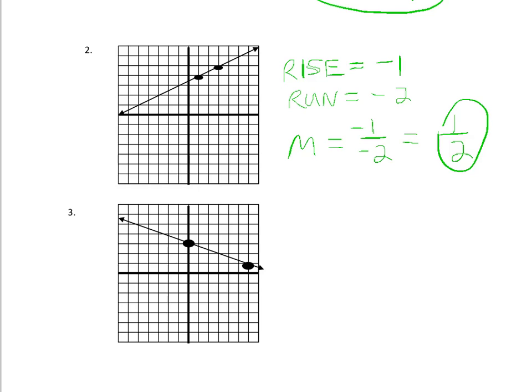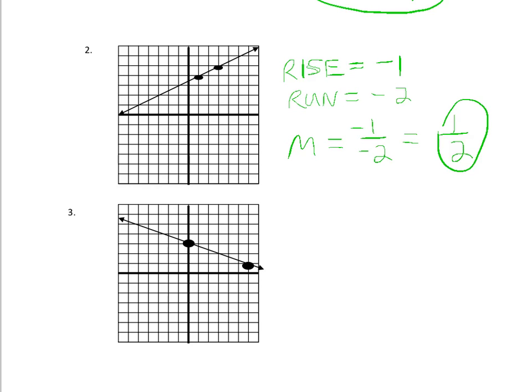Now, the other way of looking at it is, let's say you started with this point. You go up 1 to the right 2. So since you go up and to the right, it's positive 1/2. That's the same thing we got here when the negatives canceled out. So right there, I just proved it doesn't matter what point you start with. When you divide the rise and the run, it always equals the same thing.